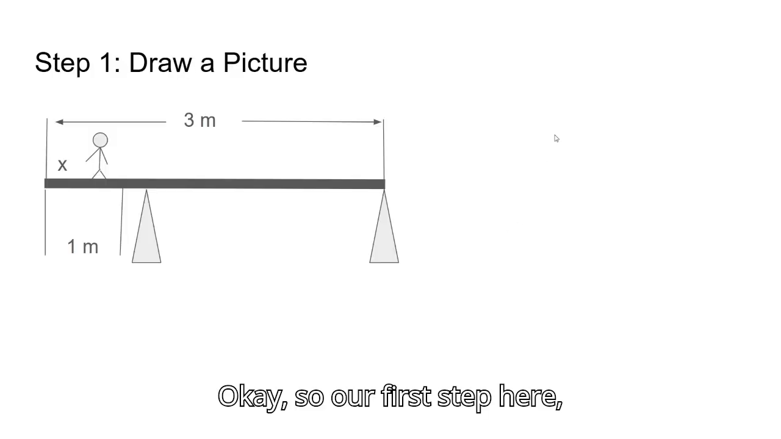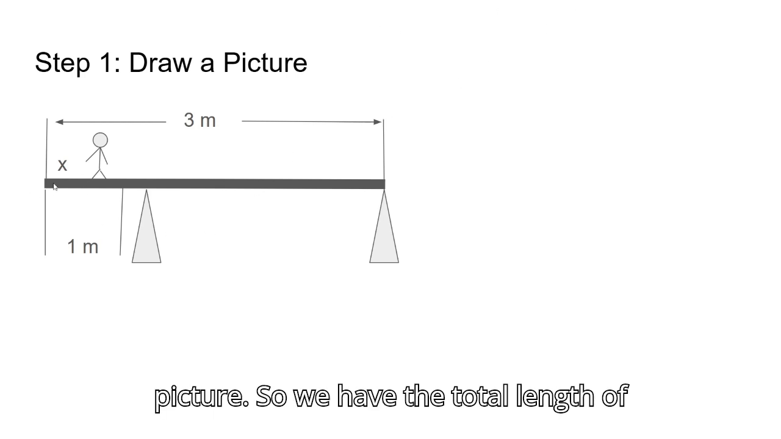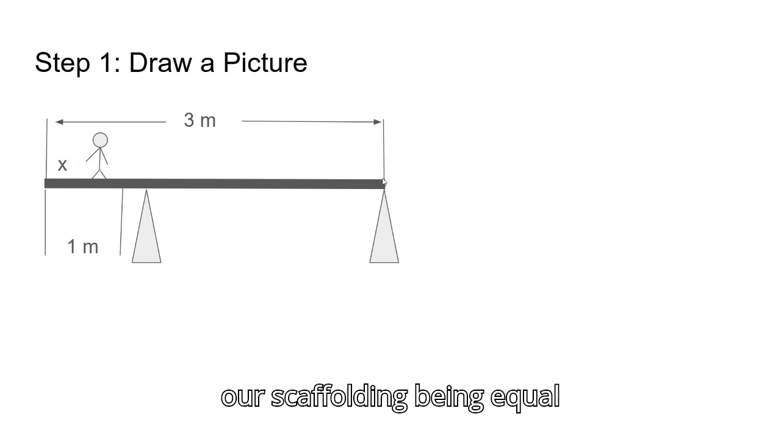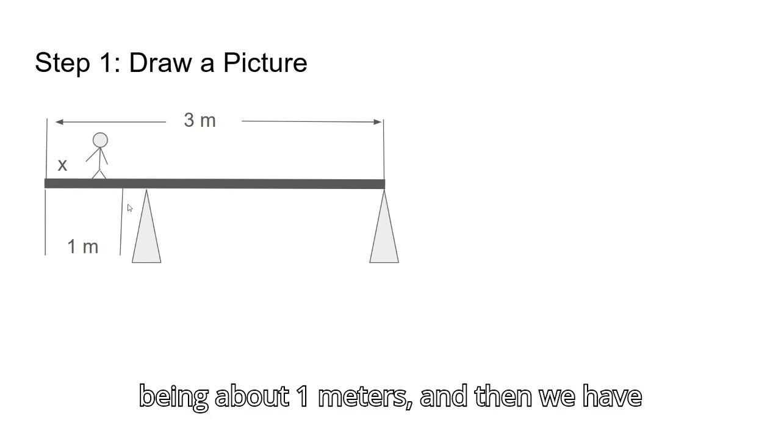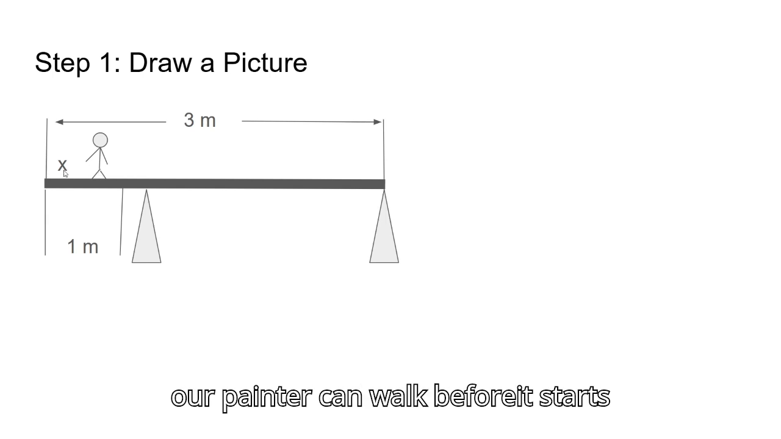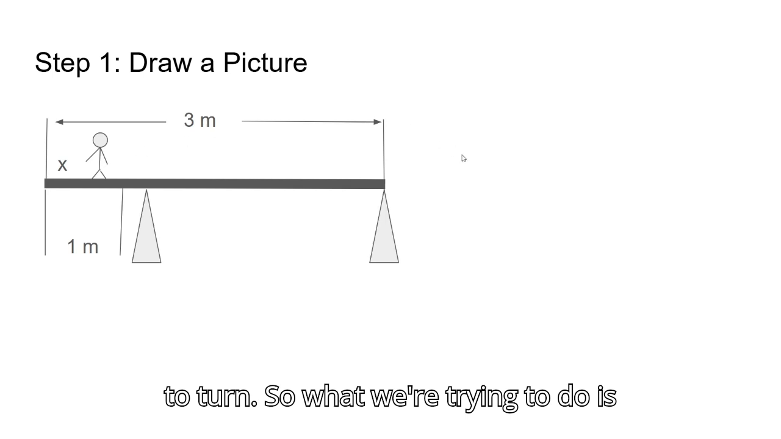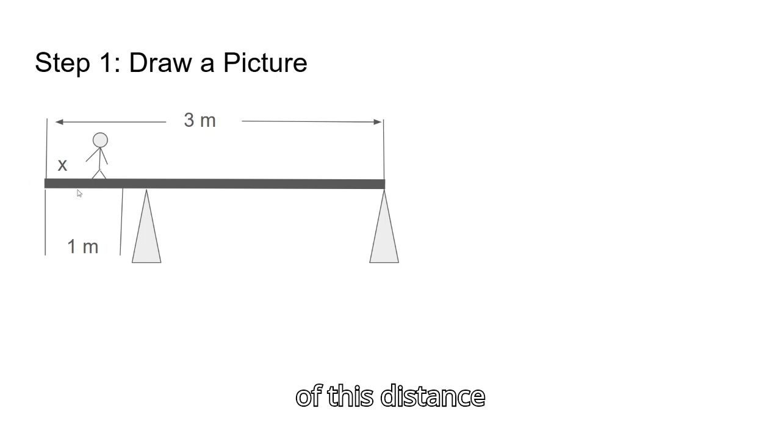Okay, so our first step here, as always, is just going to be drawing a picture. So we have the total length of our scaffolding being equal to 3 meters. The distance between this point here and the end being about 1 meter, and then we have our x here, which is the distance how far our painter can walk before it starts to turn. So what we're trying to do is solve for the torque of the painter versus the torque of the scaffolding.